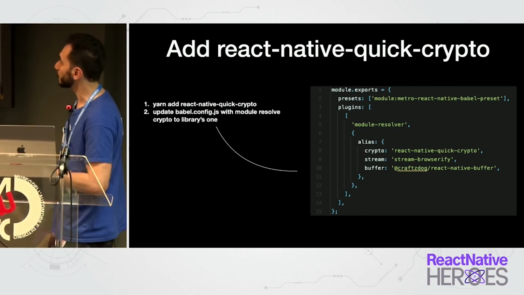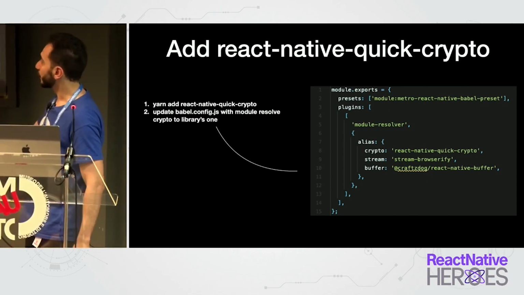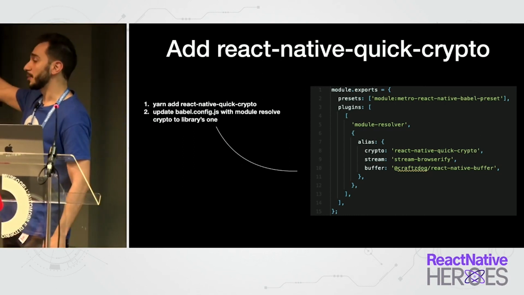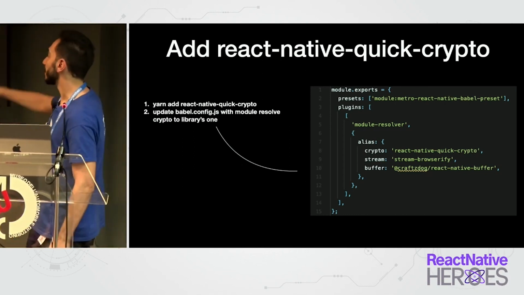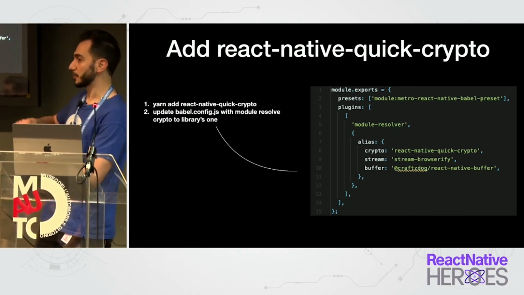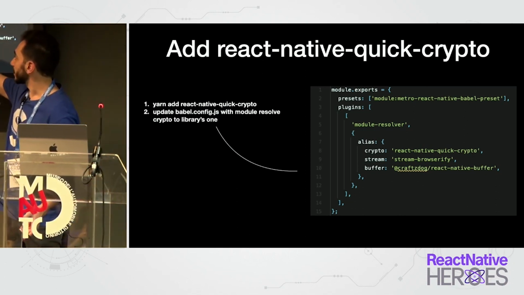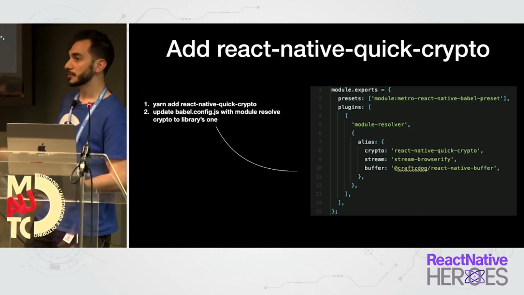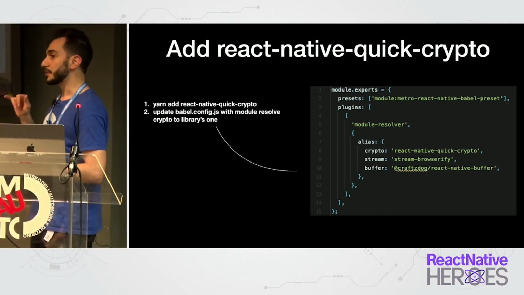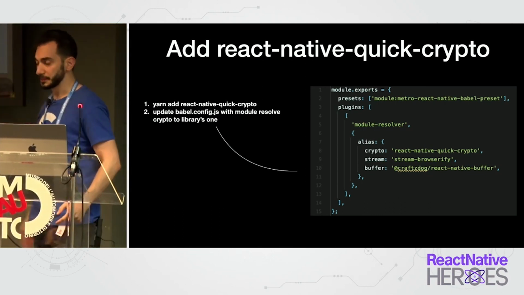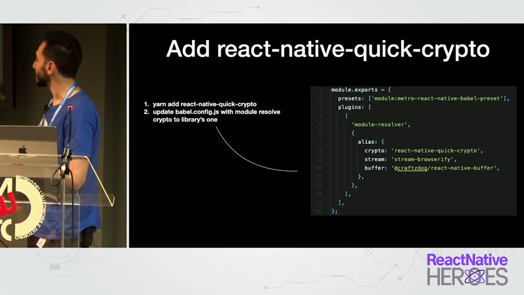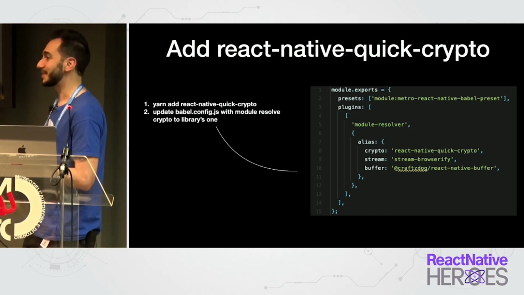So we tried to add it, and after that we have to edit the babel config and add this plugin, module resolver. This plugin means that if you have, for example, an import of some methods from crypto, you can alias it to React Native Quick Crypto. So every time you import something, module resolver translates it to the library that is written here. After this, you can think that everything can work very well, but again, it doesn't work.